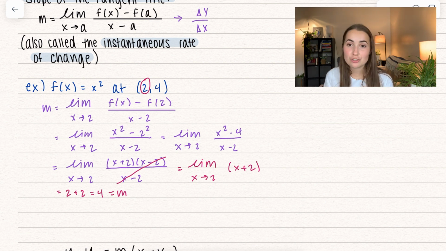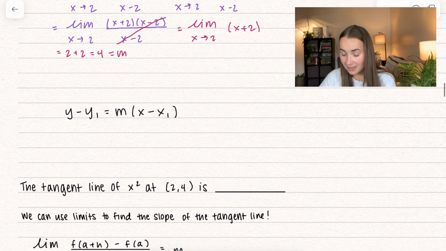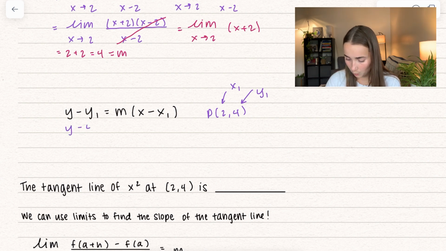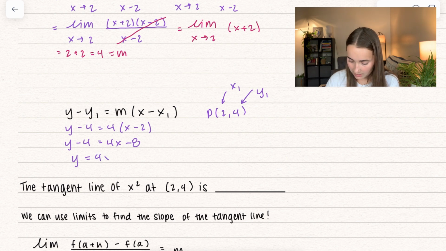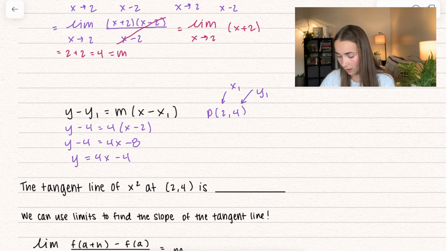Now how we find the equation of the tangent line is just algebra. I have that written out right here. y minus y1 equals m times x minus x1. And remember, our point was (2, 4). So this tells us our x1, and this also tells us our y1. If I plug those in, I get y minus 4 equals 4 times x minus 2. I'm just going to go ahead and solve for y. So I get y minus 4 equals 4x minus 8. If I add 4 to both sides, I get y equals 4x minus 4. So the tangent line of x squared at (2, 4) is y equals 4x minus 4.